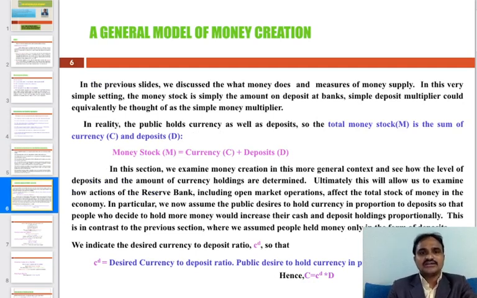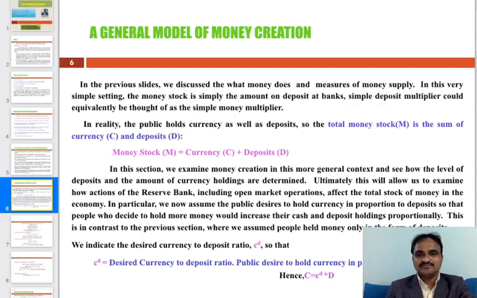You can observe in the previous slides, we discussed what money does and measures of money supply. In this very simple setting, the money stock is simply the amount of deposits at banks. The simple deposit multiplier could equivalently be thought of as the simple money multiplier. In reality, the public holds currency as well as deposits. So, the total money stock M is the sum of currency with the public plus deposits. So, money stock M is equal to currency C plus deposit D.